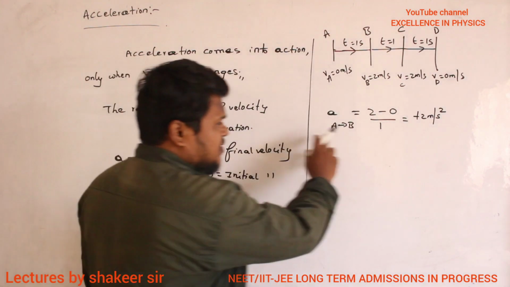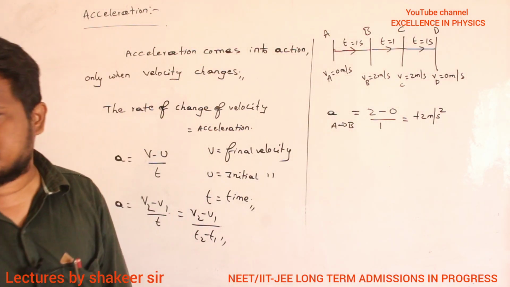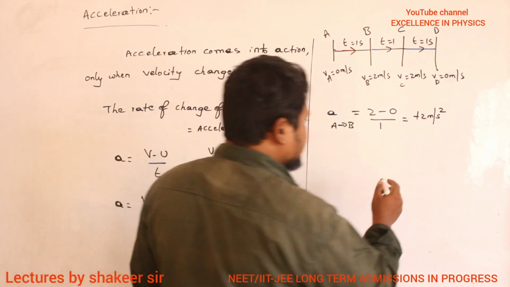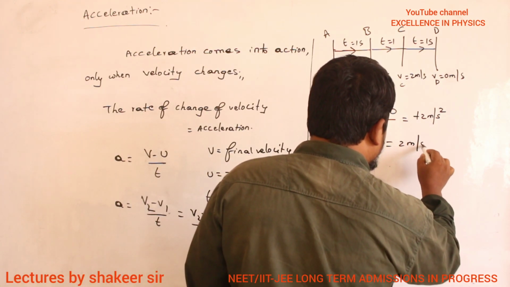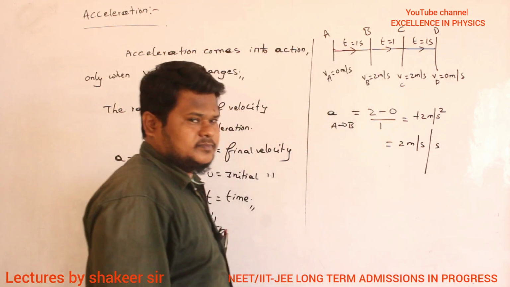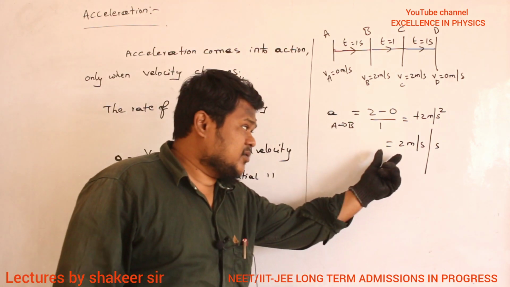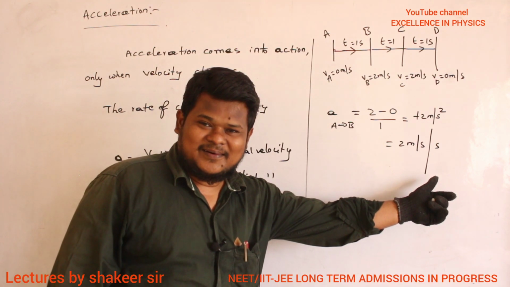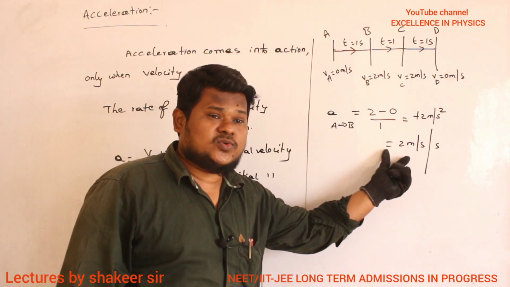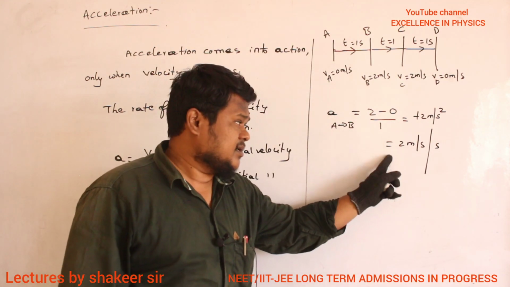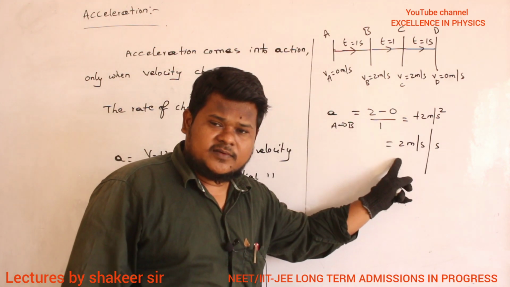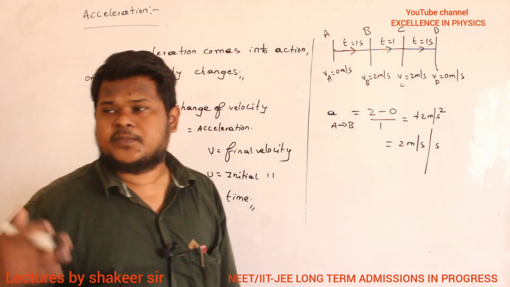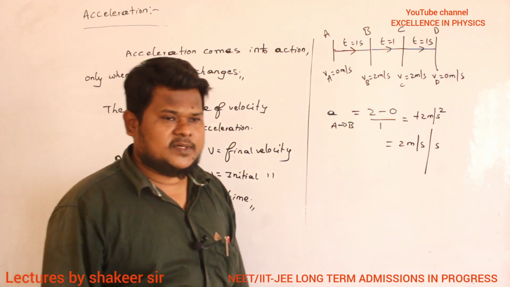Okay. Now what is the acceleration I got? 2 meter per second square, no? What is the meaning of this one? This can be written as 2 meter per second per second. Clear, no? So what is meant by 2 meter per second per second? I got plus 2, no? Plus 2 indicates that for every second, the velocity of the body increases by 2 meter per second. That is the meaning of this. Are you able to understand, no?